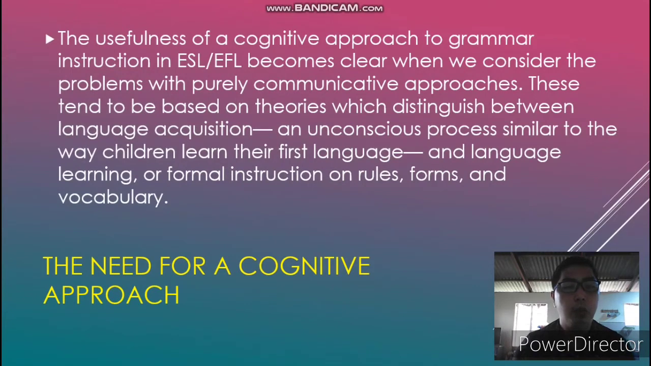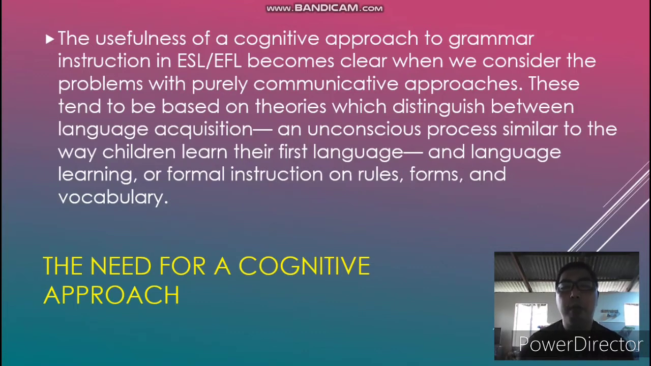Let's continue. So, why is there a need for a cognitive approach? The usefulness of a cognitive approach to grammar instruction in ESL or EFL becomes clear when we consider the problems with purely communicative approaches. When we make use of more on communicative approaches, then the need for a cognitive approach comes in. These tend to be based on theories which distinguish between language acquisition, an unconscious process similar to the way children learn their first language, and language learning or formal instruction.